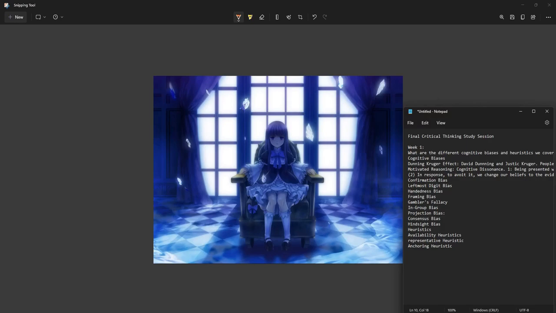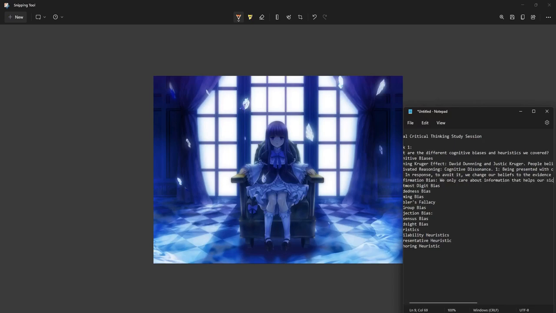Of course, we have confirmation bias as well. And confirmation bias is the tendency to seek out, notice, accept, remember, or interpret information as support for previously held beliefs. In a sense, we only care about information that helps our side or mindset. Okay. And we even distort, forget, or ignore information that contradicts us.